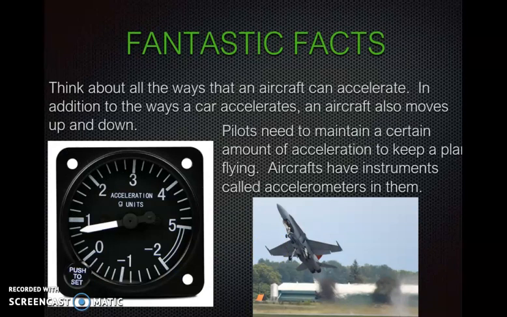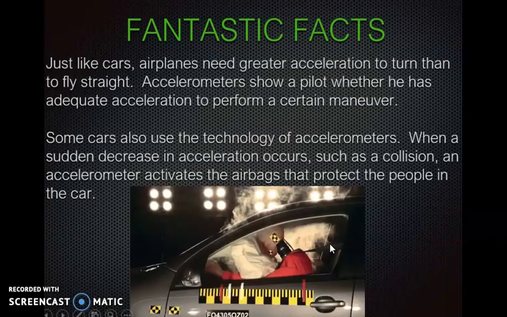Think of all the ways that an aircraft can accelerate. We know that in addition to the way that cars accelerate, an aircraft also moves up and down, correct? Again, if an aircraft just went straight, that would be a big crash. So pilots have to maintain a certain amount of acceleration to keep a plane flying. So the aircraft will have these instruments called accelerometers in them. Cars also have the same thing.